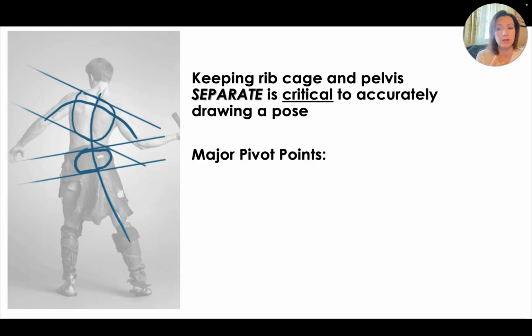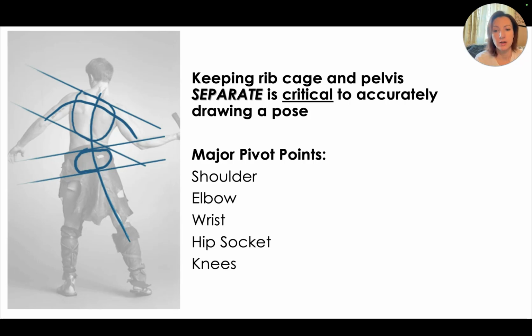And then you also need to think about your pivot points. Where are the points that the body bends? Because this is where things will really create that feeling of emotion and movement. So the shoulder, the elbows, the wrist, the hip socket, the knees, and the ankles. All of these are places where there's movement and angles.